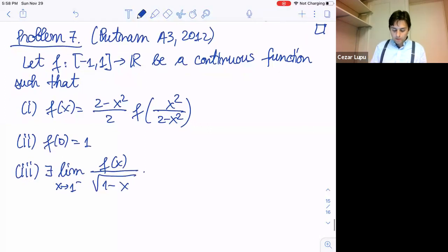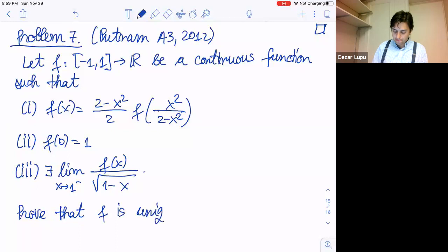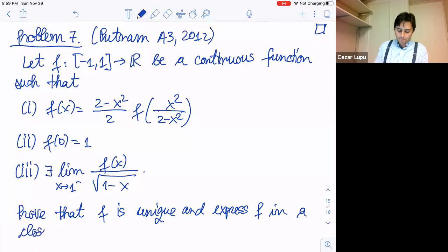And we're asked to prove that f is unique and express f in a closed form. So this is how the problem was stated in the contest. In other words, just find that.